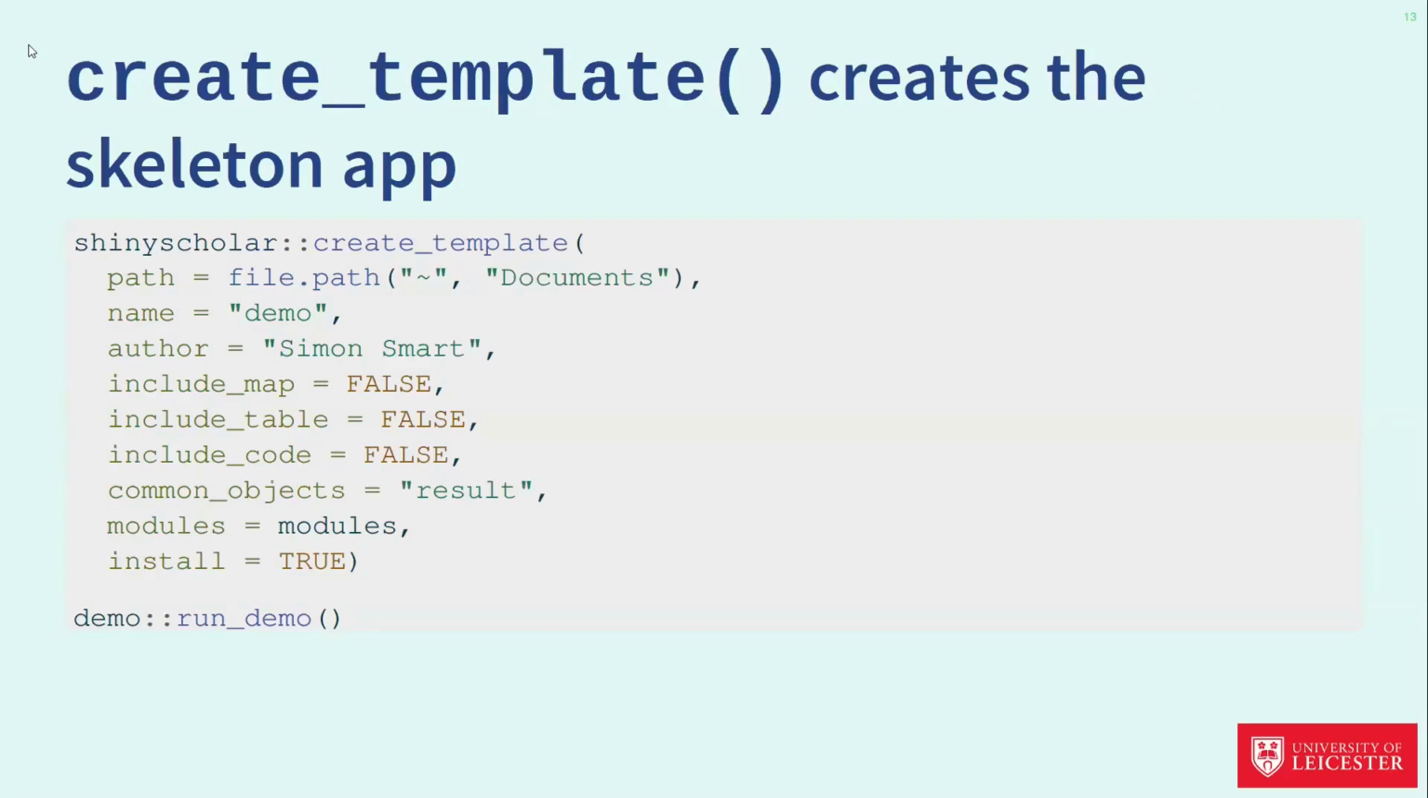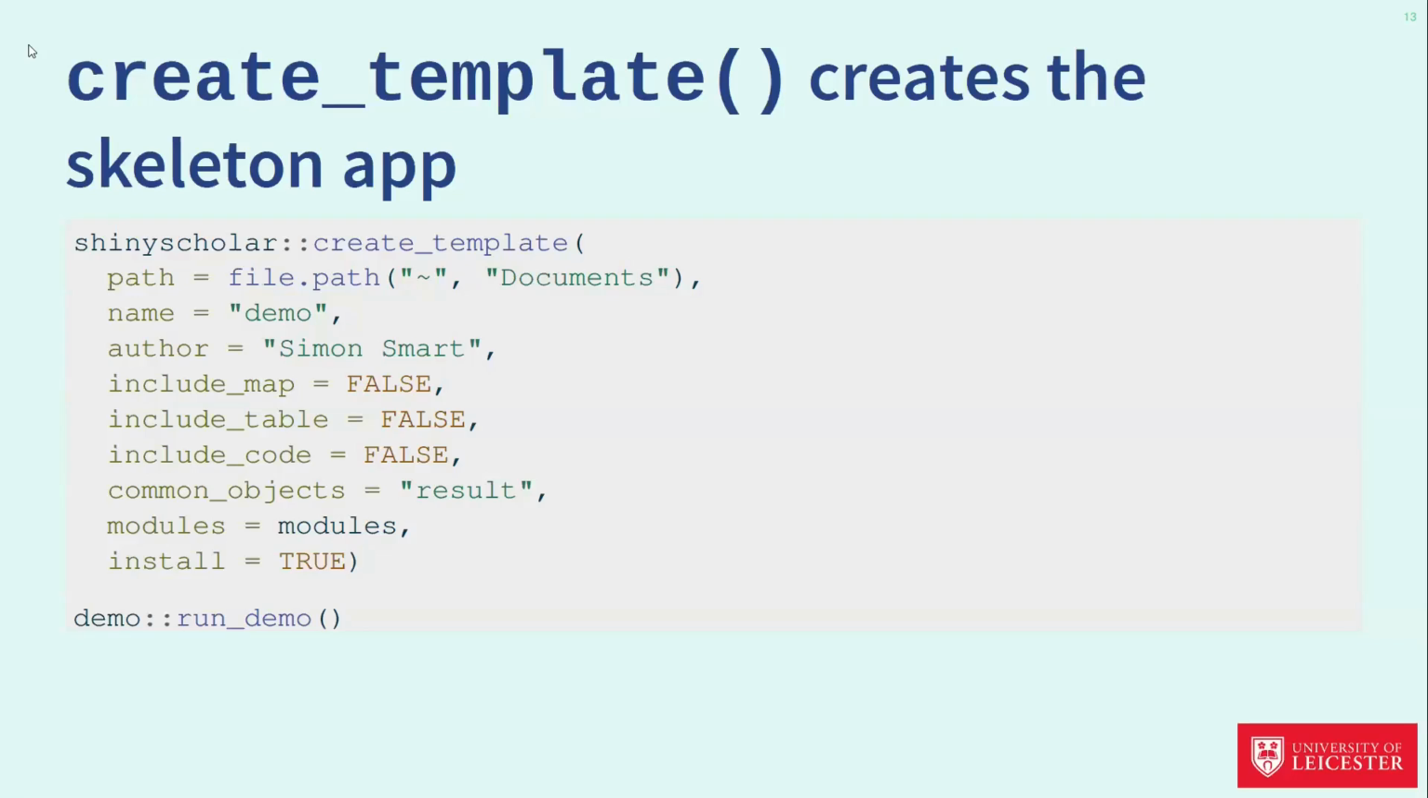So the modules data frame then passes to the main function of the app, create template. So we say where we want to create this app, the name of it, in this case demo, and then we say whether we want the app to include a map, a table, or have the source code available inside the app. Then there's also common objects. So this is just data that's shared between modules.